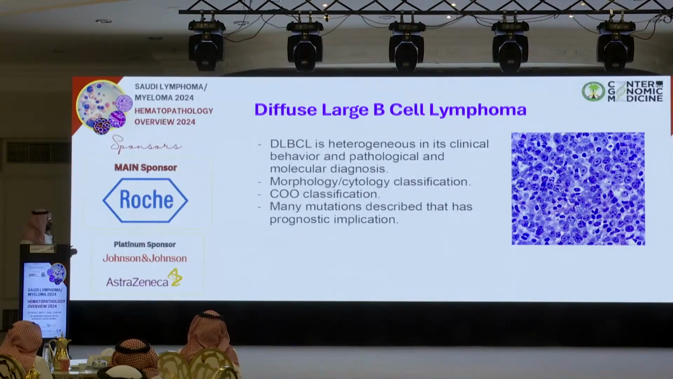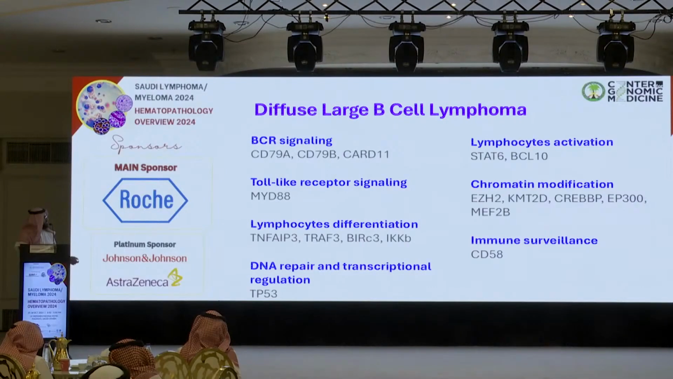And right now, many mutations have been described in diffuse large B-cell lymphoma. Many of them have really significant prognostic value. Still, treatment-wise they are not really used a lot, but prognostically they are significant. Most of these genes fall under either the BCR signaling pathway or toll-like receptor signaling, lymphocyte differentiation. Some of these genes work in DNA repair or cell cycle.